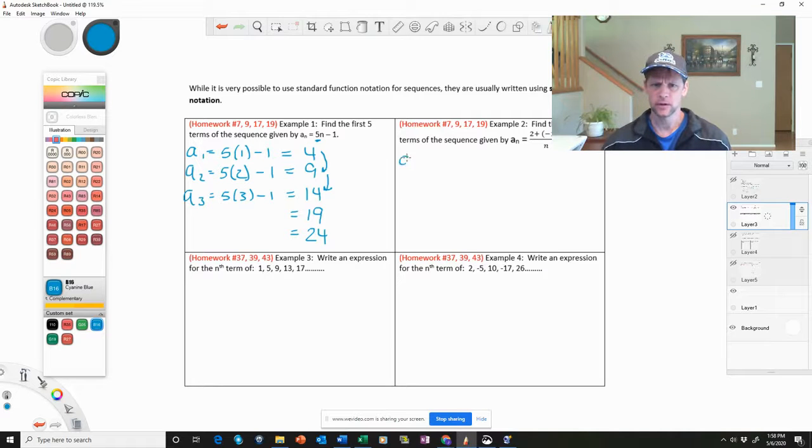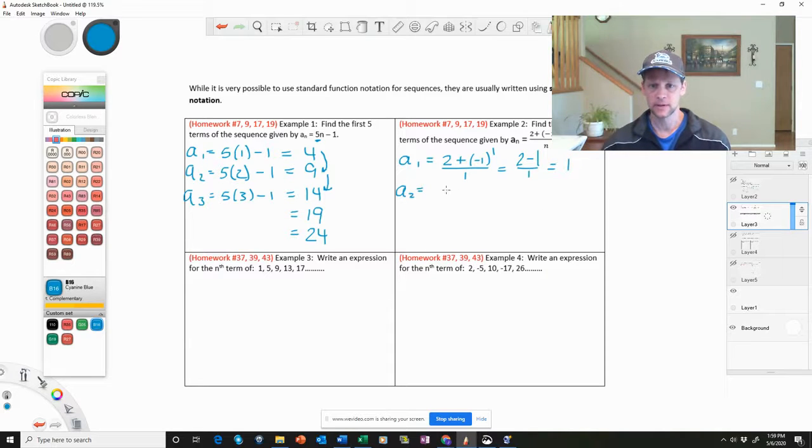Let's try that. All right, so a sub 1 is going to equal 2 plus negative 1 to the first power divided by 1. All right, that is going to be 2 minus 1 over 1. So my first term is 1. So a sub 1 equals 1. Let's find the second term.